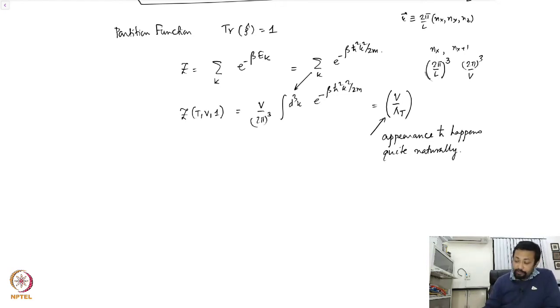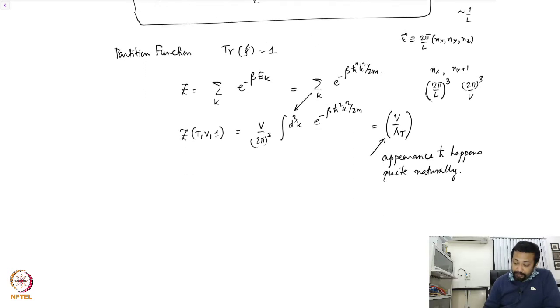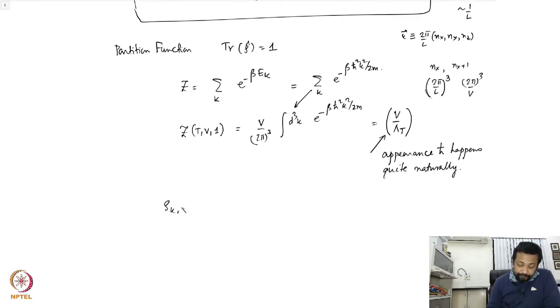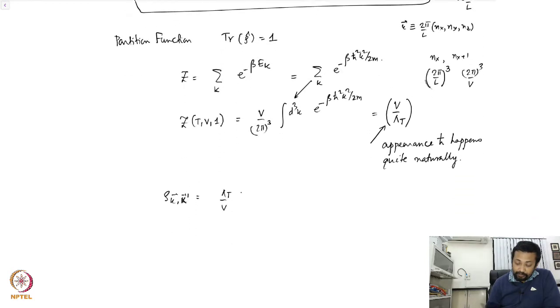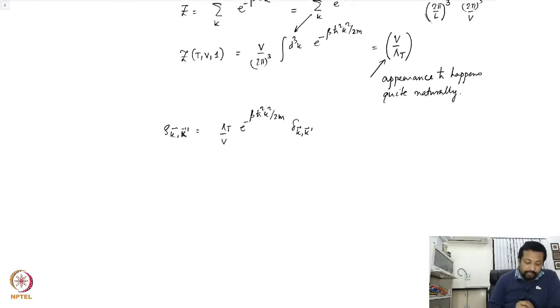But now, essentially, I have rho_{k k'} equals lambda_T over V e to the power minus beta h bar squared k squared over twice m, delta_{k,k'}, right? Now the idea is that I want to evaluate the same density matrix in the coordinate representation. So in the coordinate representation would mean that I have <r'| rho hat |r>, right?